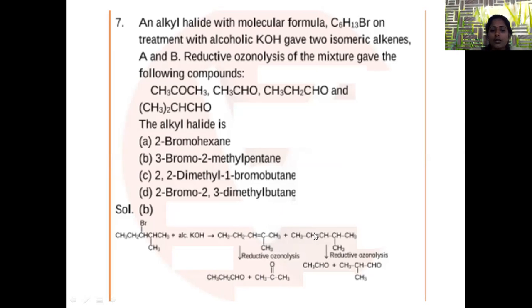The second possibility is a carbon-carbon double bond between the third and fourth carbons, so ozonolysis leads to formation of C double bond O, C double bond O. One is acetaldehyde, the second is isobutyraldehyde. So option number 2 is satisfying this question, hence 3-bromo-2-methyl pentane is the correct answer.